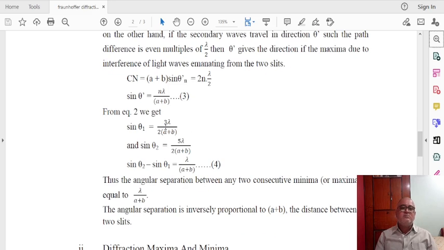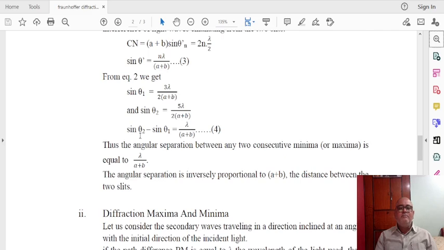From equation number 2 we get sin θ1 equals 3 lambda upon 2 (a + b), and sin θ2 equals this odd multiple, that is 5 lambda upon 2 (a + b). Subtracting, sin θ2 minus sin θ1 equals lambda upon (a + b). This is equation number 4.